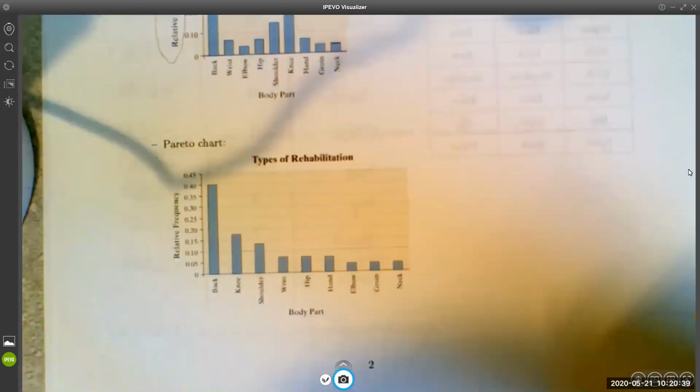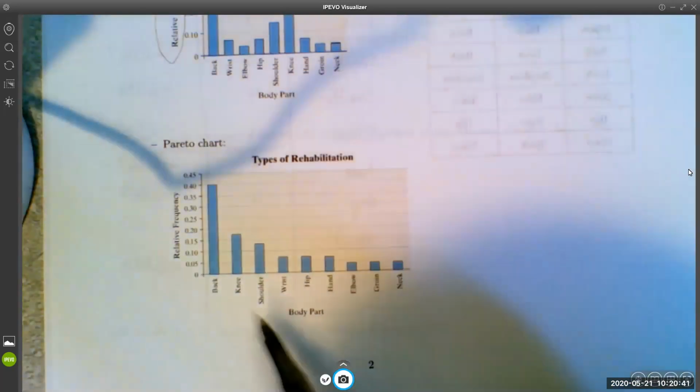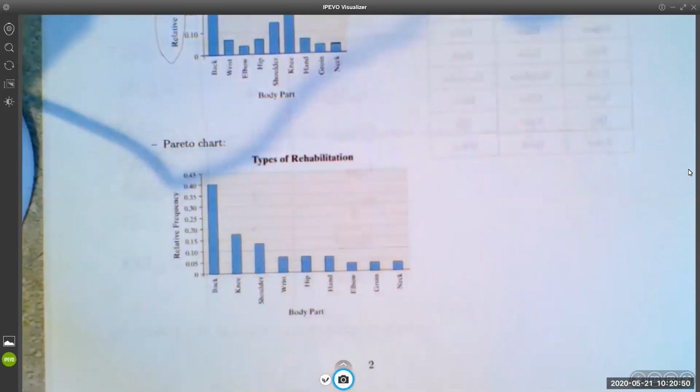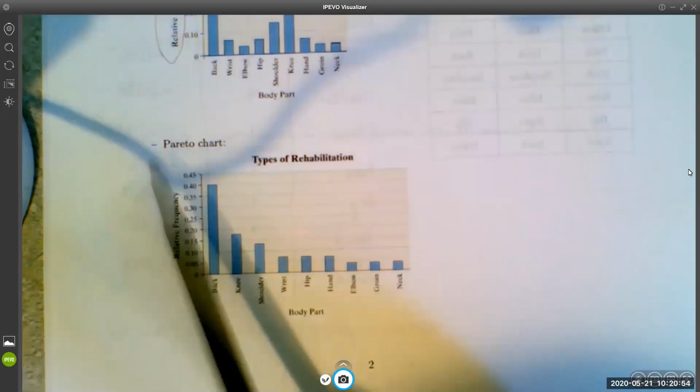And then finally, if you want to arrange these bars so that they go from largest to smallest, then you can arrange them this way as well. And this thing is called a Pareto chart. Personally, I'm not going to test you on what a Pareto chart is, but you might see it in the textbook, and so I just wanted to throw it out there, right? That's what a Pareto chart is.